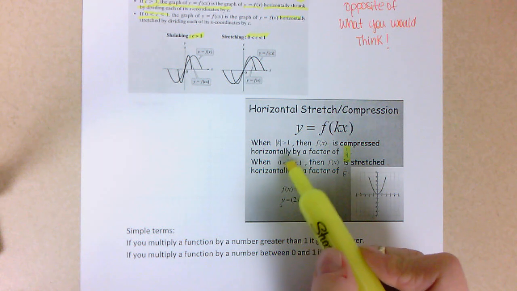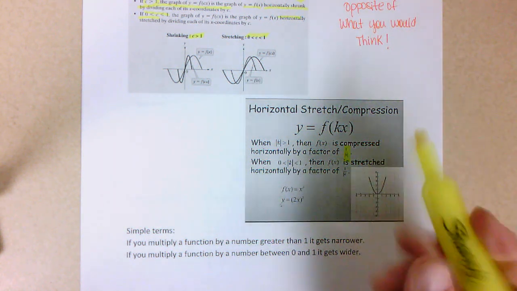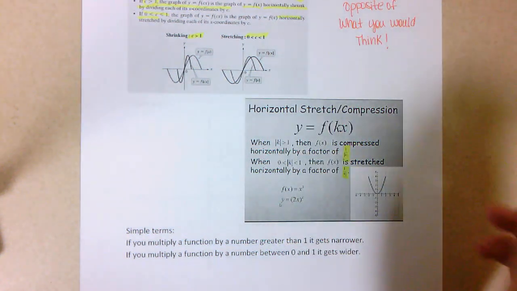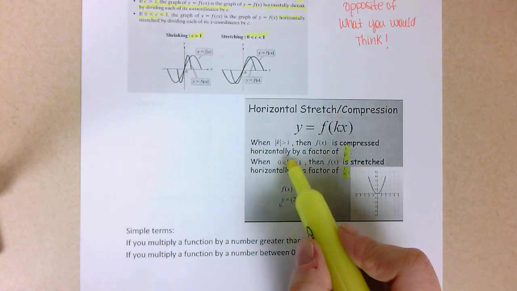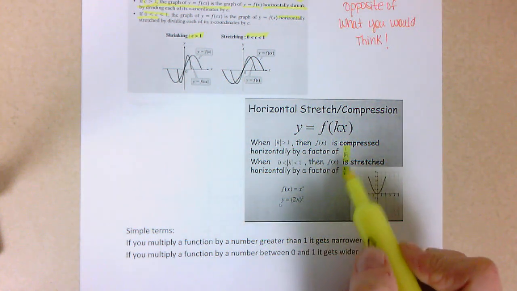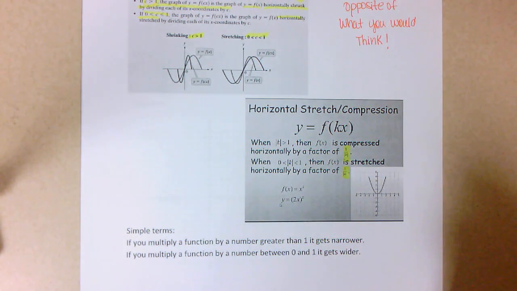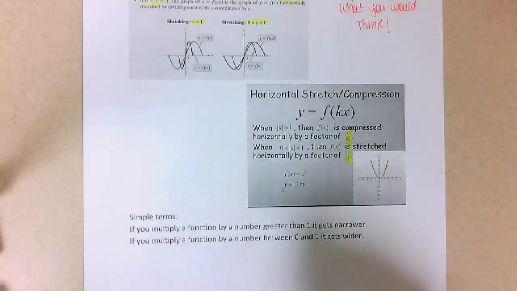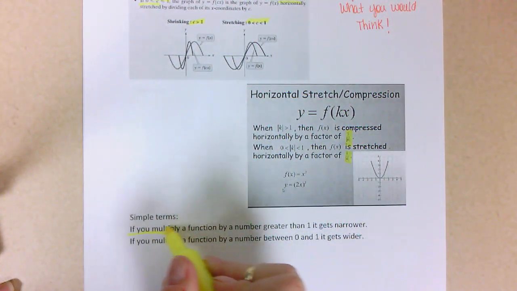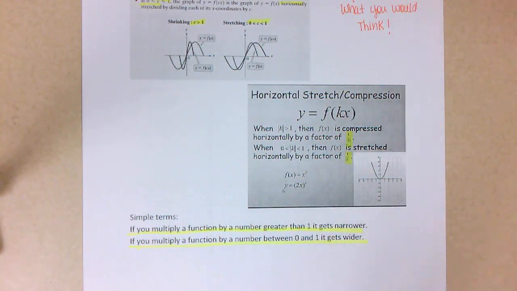And then when 0 is less than the absolute value of k is less than 1, then it is stretched horizontally by the factor of 1 over k. But if it's between 0 and 1, this is already a fraction, so it's a fraction divided by a fraction, so that would make it a whole number. That's why it stretches, okay? Just in case for those of you who need to know why. So here's my simple speak. If you multiply a function by a number greater than 1, it gets narrower. If you multiply a function by a number between 0 and 1, it gets wider, okay?